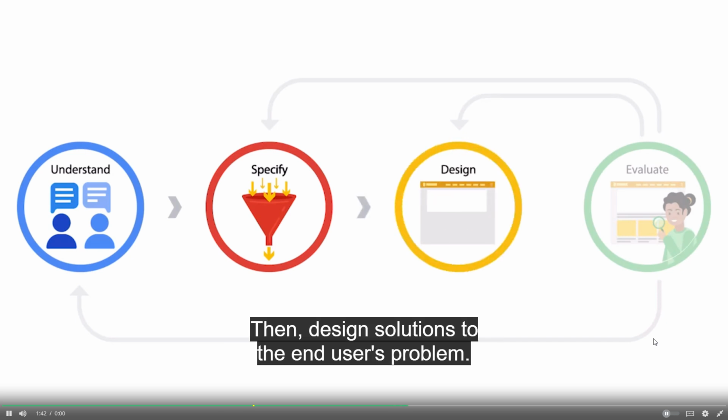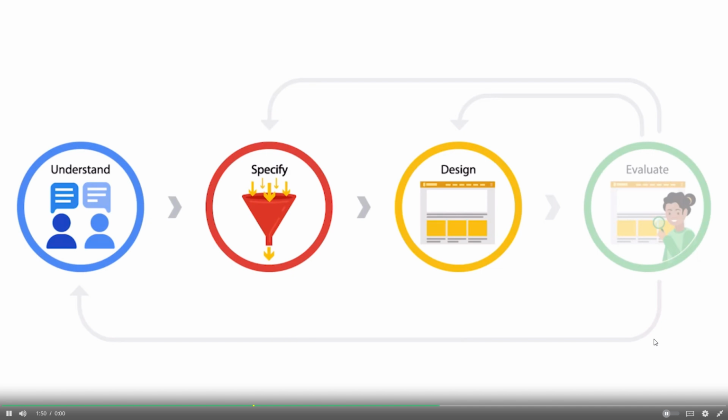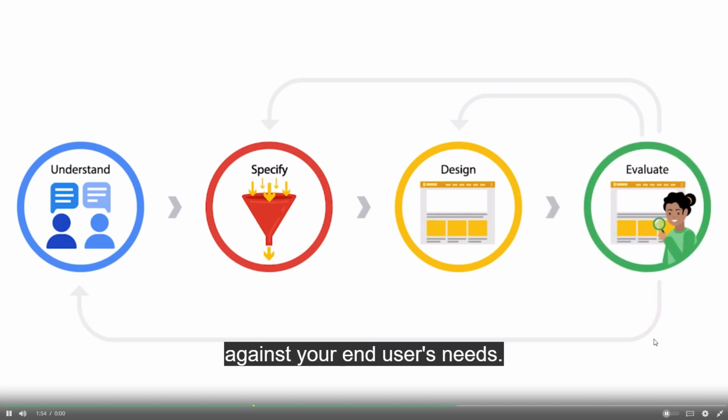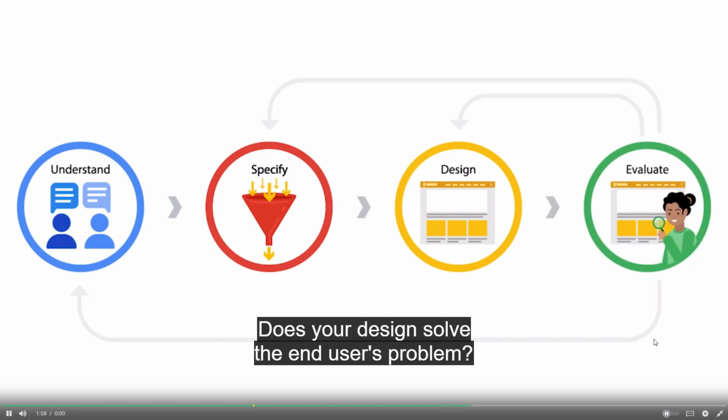Then, design solutions to the end user's problem. This is where you'll come up with ideas for what the product might look like and actually start building the product. And finally, evaluate your design against your end user's needs. Does your design solve the end user's problem? You'll find out here, and you'll also do it by testing your product with real people.